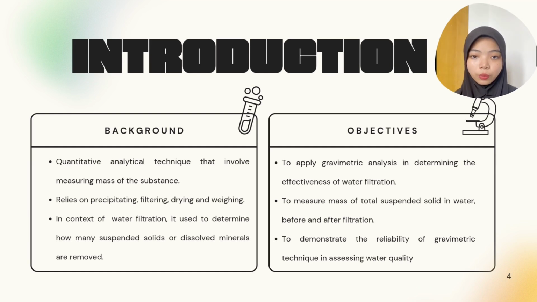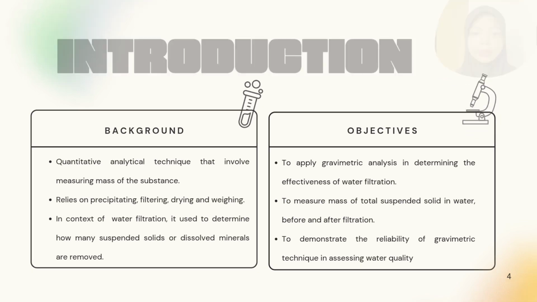Moving on to the objectives. First, to apply gravimetric analysis in determining the effectiveness of water filtration. Second, to measure the mass of total suspended solids in water before and after filtration. And lastly, to demonstrate the reliability and simplicity of the gravimetric technique in assessing water quality.